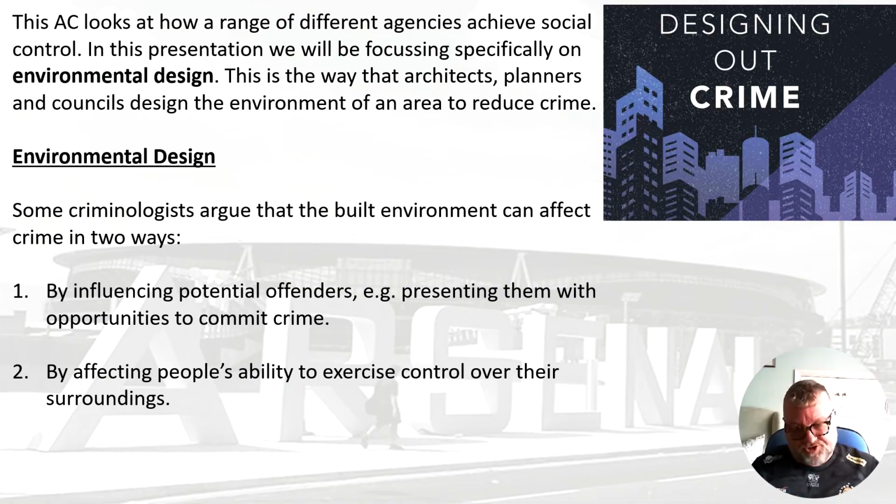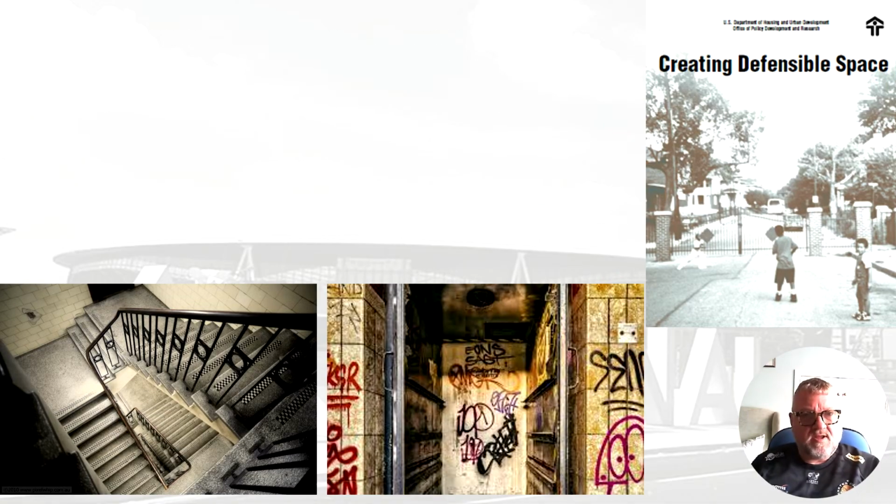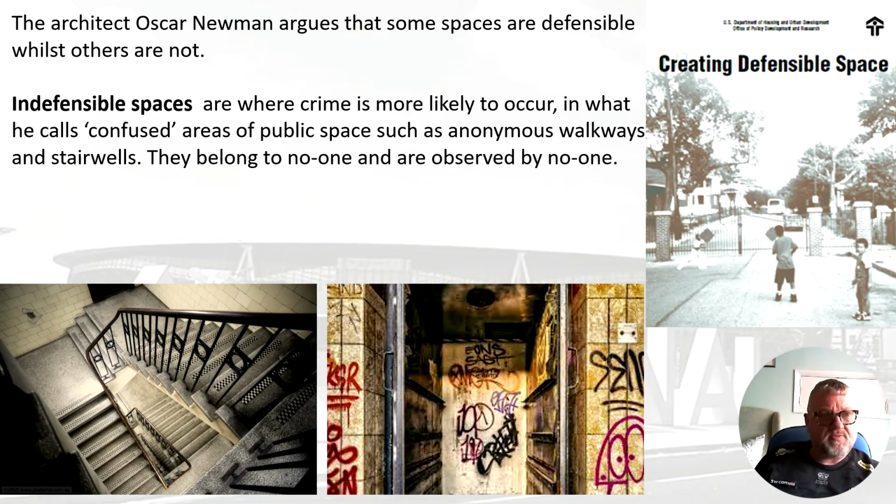So they argue that the agencies mentioned above can design crime out by changing the physical layout of an area. So architects, planners and councils can design crime out by changing the way an area is. It all started with the architect Oscar Newman, who argued that some spaces are defensible whilst others are not.